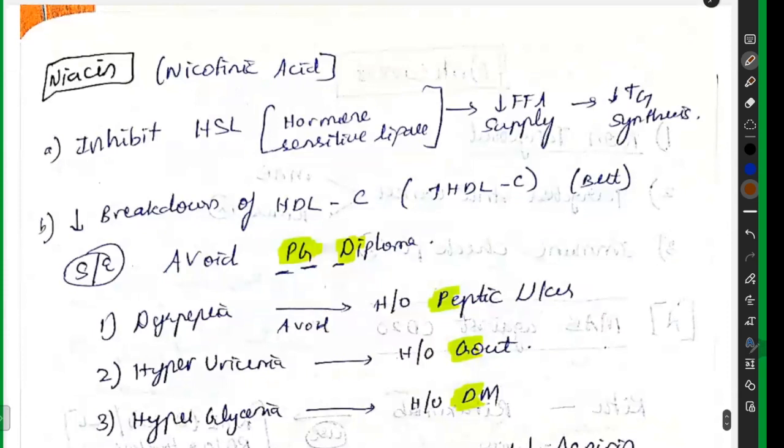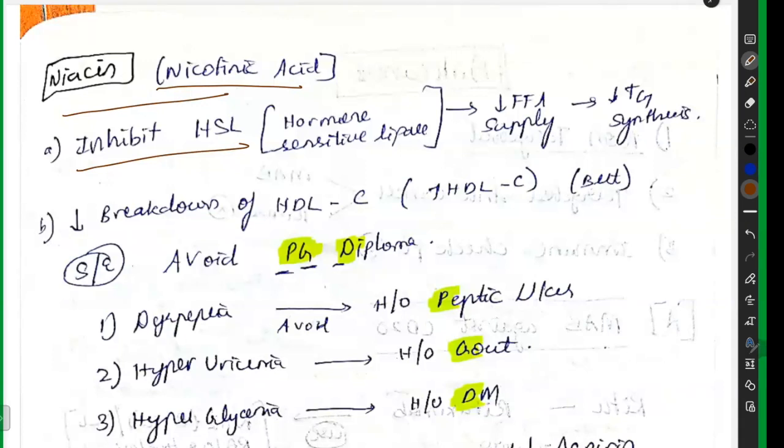Next, finally, we are going to have the last part of the hypolipidemic drugs. That is going to be your niacin. Niacin is nothing but nicotinic acid. It is going to inhibit HSL, that is hormone sensitive lipase. When it inhibits hormone sensitive lipase, there is a reduced supply of free fatty acids to your liver. Because of that, the production of triglyceride itself gets reduced. That is the importance of hormone sensitive lipase inhibition. Niacin also raises your HDL cholesterol.